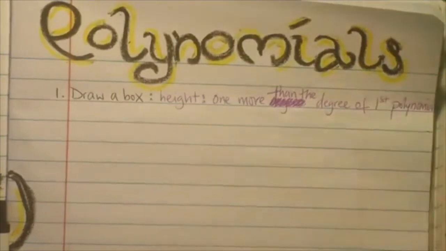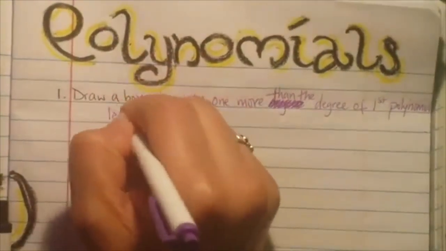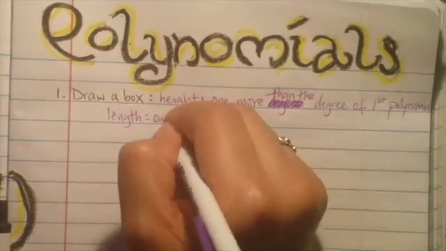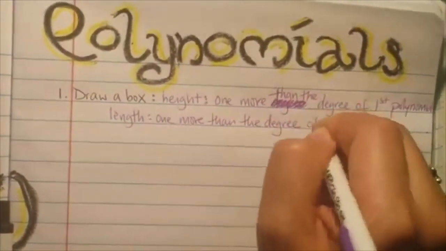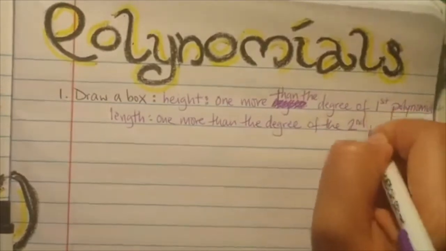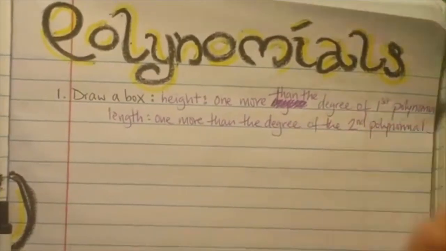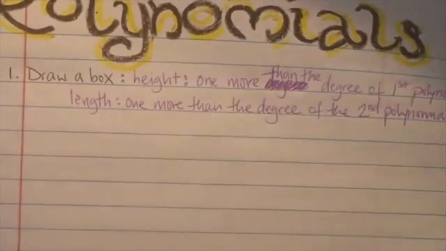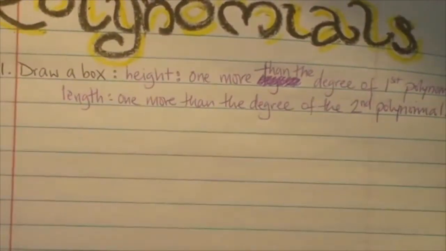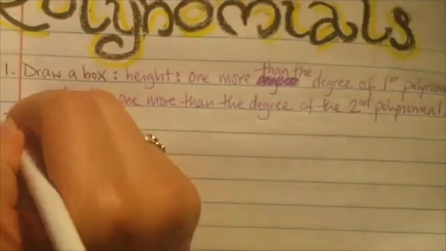The length is going to be 1 more than the degree of the second polynomial. So you're going to actually recognize what this is. It's going to be really simple this way, and this way make sure that you don't leave any terms out so you don't get the question wrong. So this is actually the way I want you to do it.